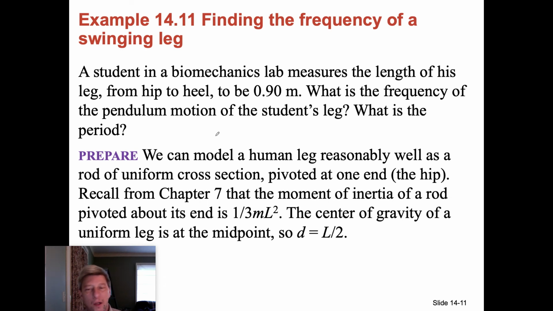So we can model a human leg reasonably well as a rod of uniform cross section. All right, that's not completely true, but it's close enough for government work. It's going to be pivoted at the hip, and the moment of inertia for a rod pivoted about its end is equal to 1/3 ml squared. All right, so the length is still playing a role here. The center of gravity of a uniform leg is at the midpoint, and so distance is equal to L over 2.